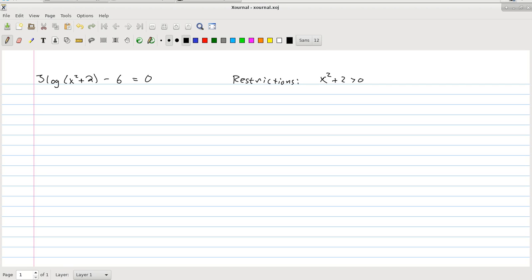But no matter what number you pick for x, if we square it, it's not negative, and then if you add 2 more, it can't be negative or 0. So we know there are no restrictions. That means any answers we have at the end, we keep.